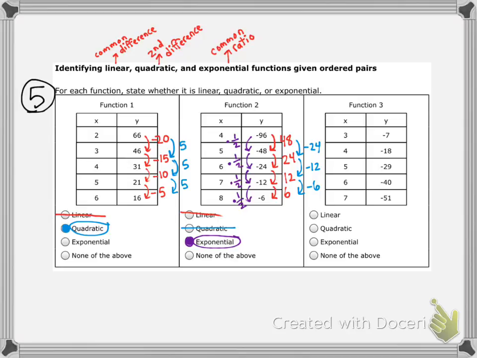On function 3, we're going to start by checking to see if it's linear by subtracting the y values. This one goes down 11, then goes down 11, then goes down 11, and then goes down 11. Since it has a common difference, goes down 11 each time, this is linear.